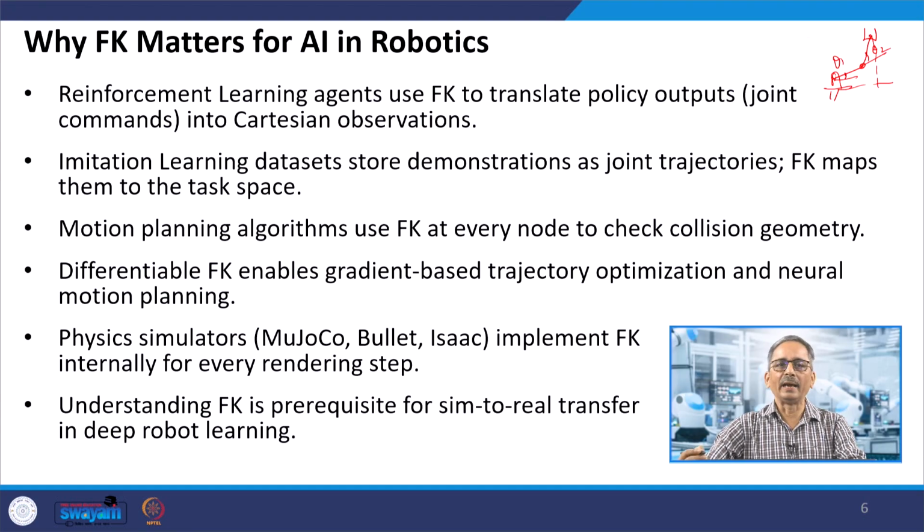The motion planning algorithms which we use, and which we will be seeing in our subsequent lectures also, use forward kinematics at every node to check the collision geometry. Differentiable forward kinematics enables gradient based trajectory optimization and neural motion planning. That is why forward kinematics matters for AI in robotics.